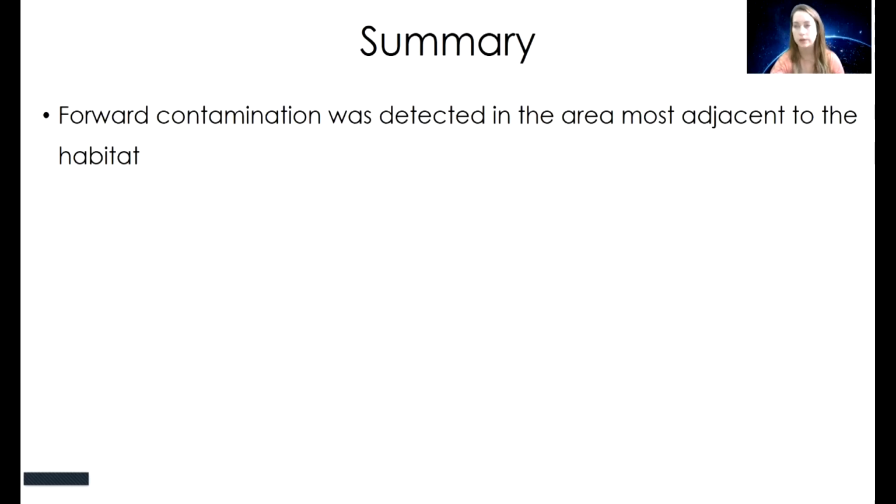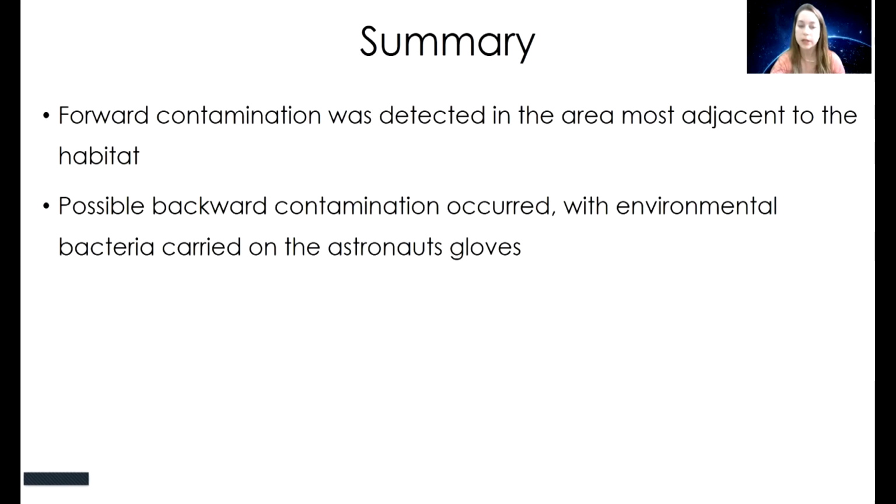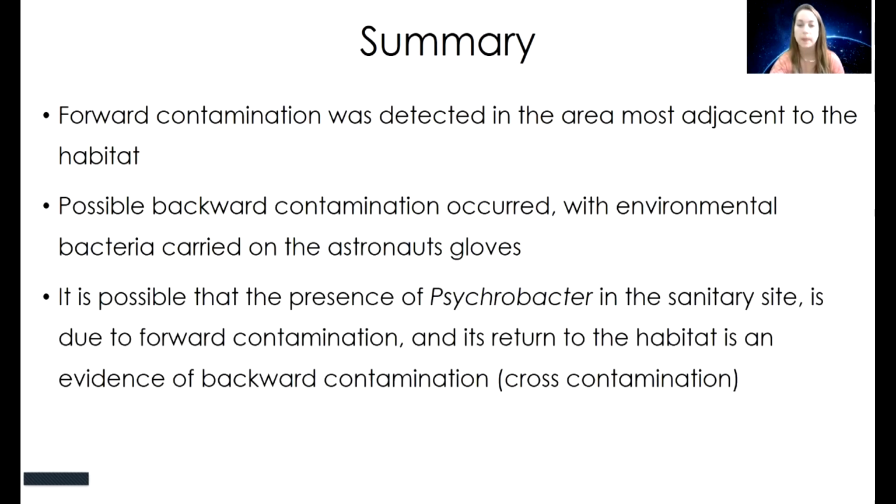To summarize, using amplicon sequencing, we investigated the possible occurrence of forward and backward contamination during a Mars analog mission. We show that forward contamination occurs in the area in close proximity to the habitat. We also show that backward contamination occurs, as we detected environmental bacteria that were carried upon the astronauts' gloves. It is possible that the presence of Psychrobacter in the sanitary site is due to forward contamination, and its return to the habitat is evidence of backward contamination, hence cross-contamination.